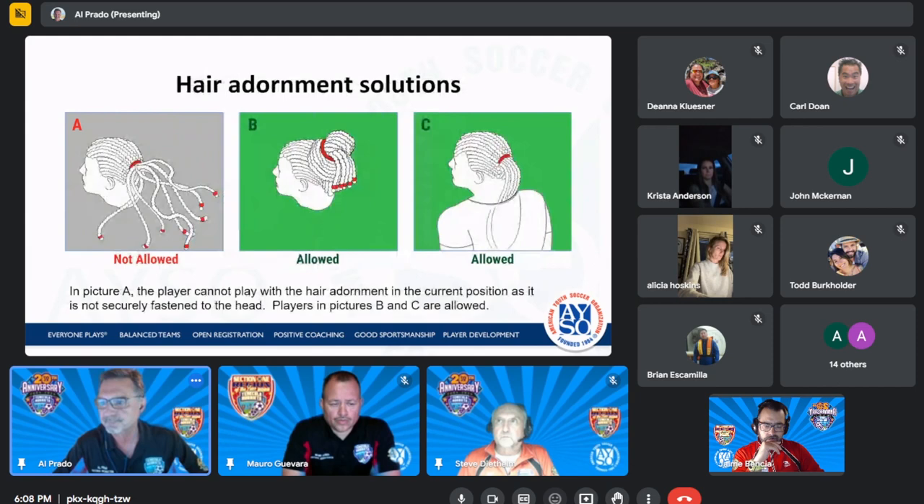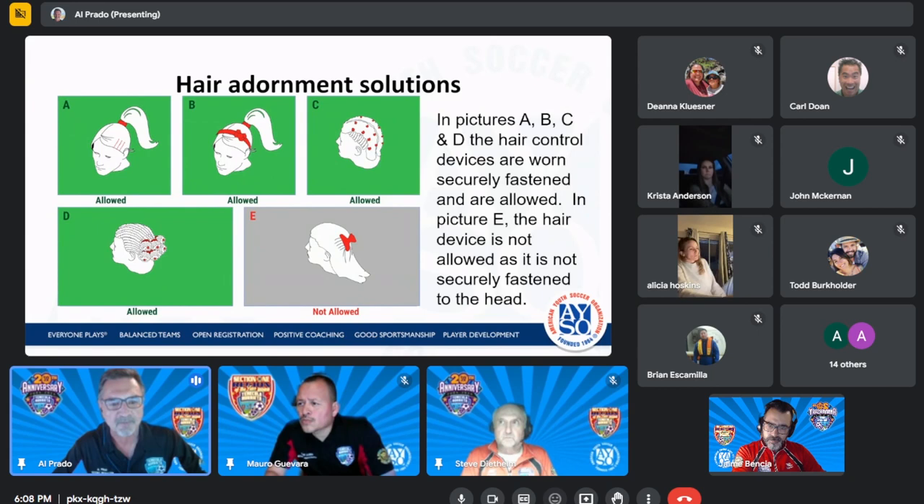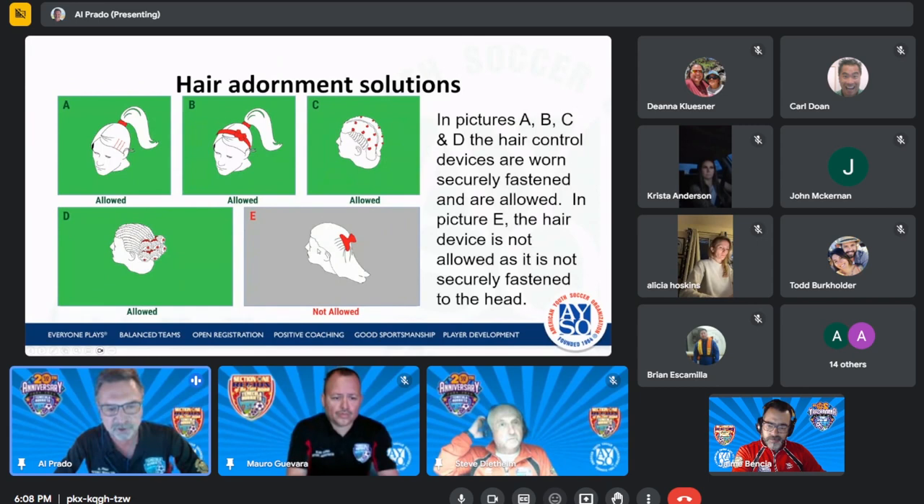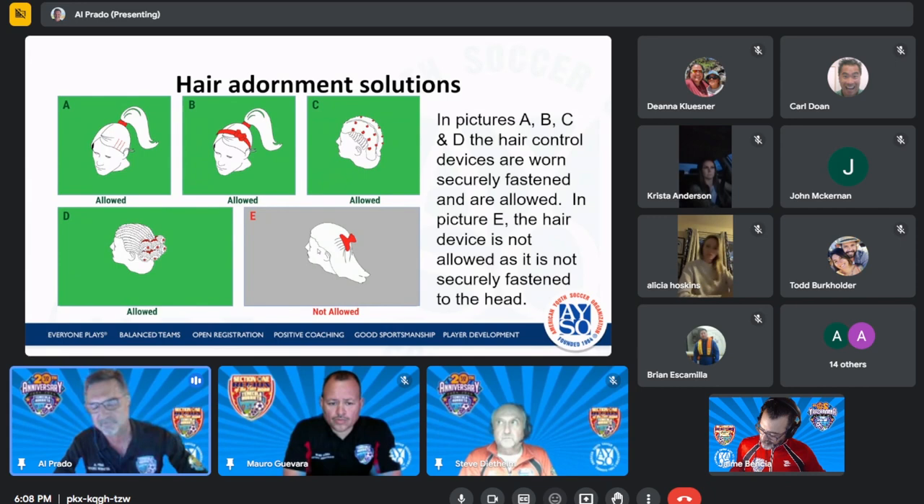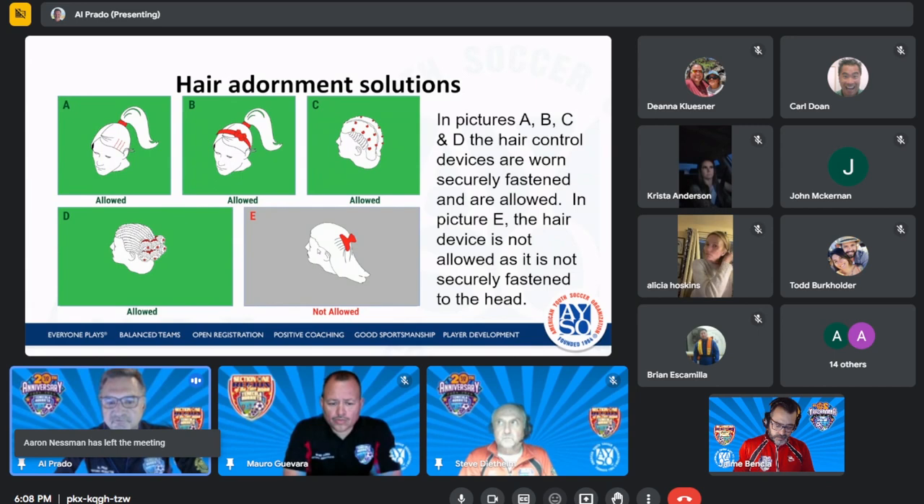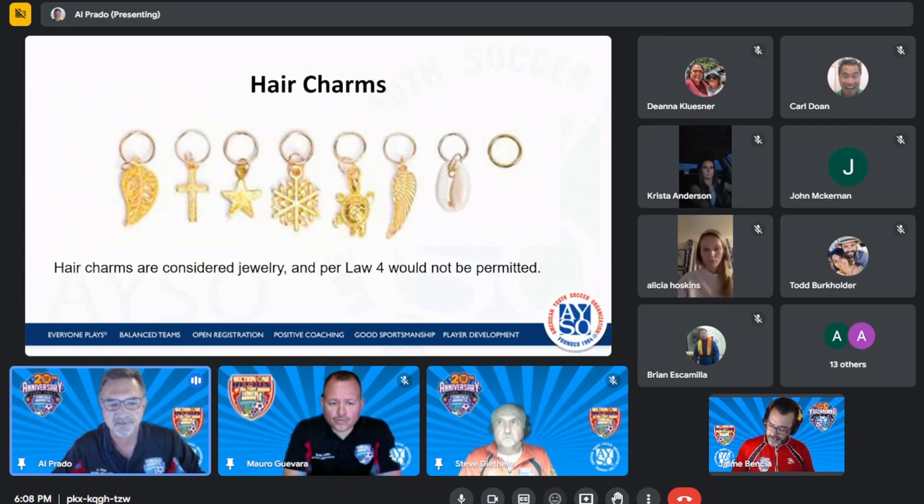Additional hair adornment is not allowed if it's loose like that. It's allowed if it's tucked in or in a bun. Common sense things. Hair clips such as this are not allowed because they come off. It is a safety thing. If the ball hits the player there, it could injure the player, and if it comes off, it could injure somebody else on the field. Again, we're not anti-fashion. We are pro safety. Hair charms, very pretty, but no go for soccer.